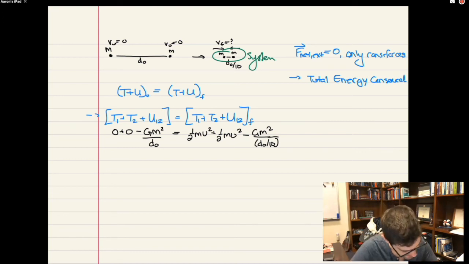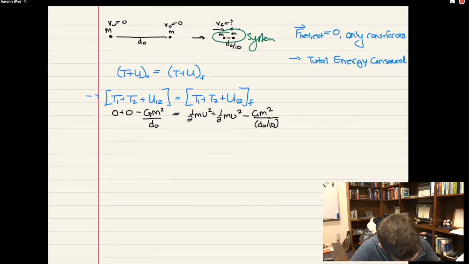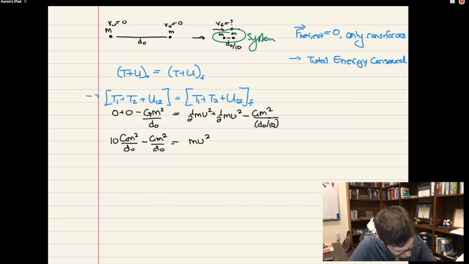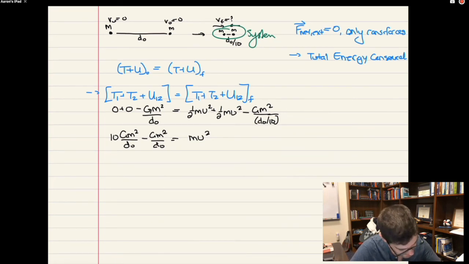So let's see, how does this simplify? I can move the GM squared over d naught, I guess that's 10 GM squared over d naught minus GM squared over d naught, to that side. The 1/2s add together, and this just becomes mv squared. It's kind of nice. One of the m's cancel, so these become just 1. That goes away entirely.